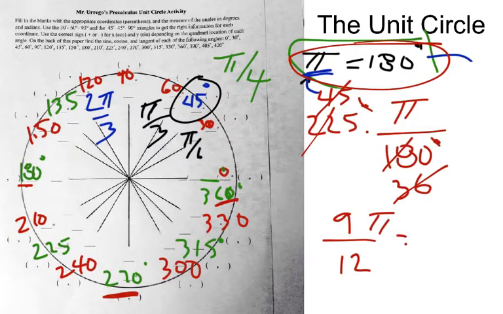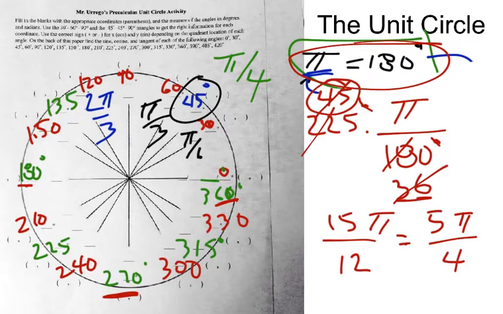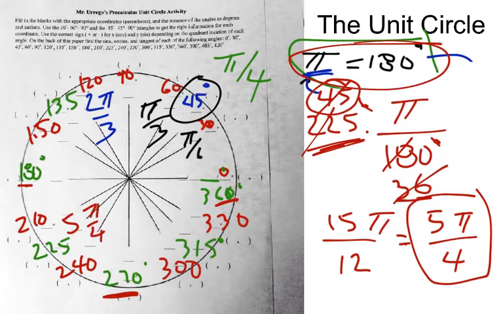Hold on, I made a mistake. 45 divided by 3 is 15, and 36 divided by 3 is 12. So I have 15 over 12. That 3 goes into both also. Divided by 3 is 5, divided by 3 is 4. There we go. A lot of reducing, but I find out that 225 degrees is 5 pi over 4. So it is right here, 5 pi over 4.